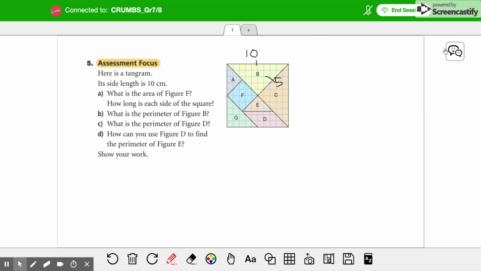Okay, so thank you for putting that question up on the board. So the tangram and its side length is 10, so that's the outside of the figure. What area is figure F? How long is each side of the square? All right, so have you done any of these questions at all?